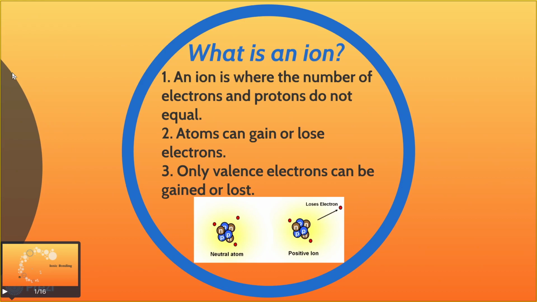First, we're going to define what an ion is. An ion is any atom where the number of electrons and protons do not equal. Atoms can gain or lose electrons. They can't gain or lose protons, but they can gain or lose electrons, and when they do, they're now considered an ion. And again, it's only the outer shell, the valence electrons, that are able to be gained or lost.